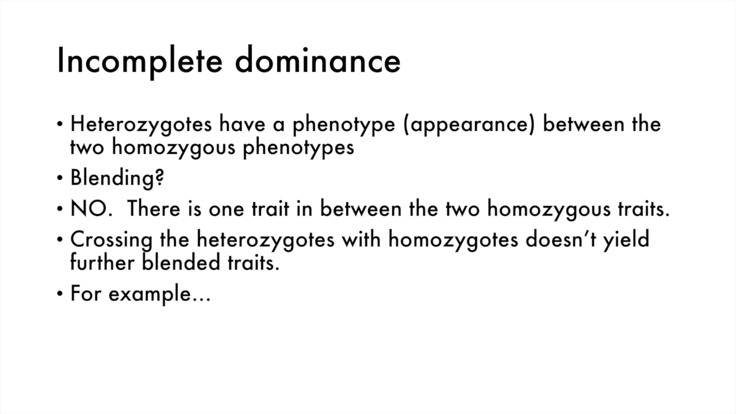So, this situation is called incomplete dominance, when the heterozygote has an intermediate phenotype between the two homozygous phenotypes. So the appearance of the heterozygote is different from either of the homozygous parents, and the homozygotes look different from each other. Now, is this blending? No, it's not, because there's only one trait that is between the two homozygous traits. So if we cross the heterozygotes with the homozygotes, we don't yield more different gradations in the color.